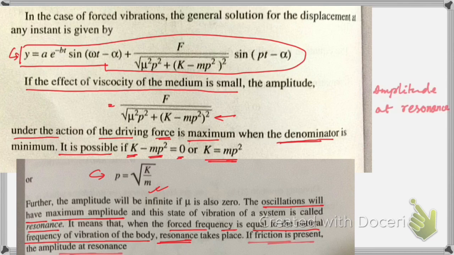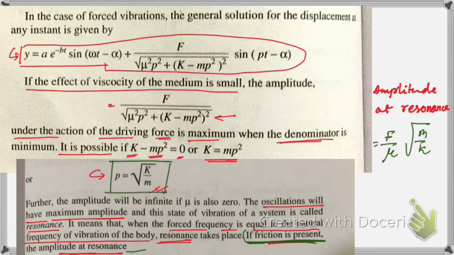Okay, so now what will be the amplitude? Now if the friction is present, then the amplitude at resonance, so let me write here, is given by f by mu into root over mk, right? So basically this is the condition for resonance actually. Right, so hope you have understood this.